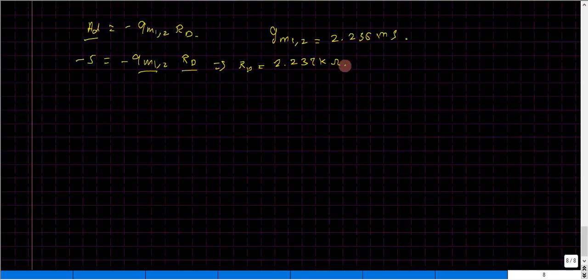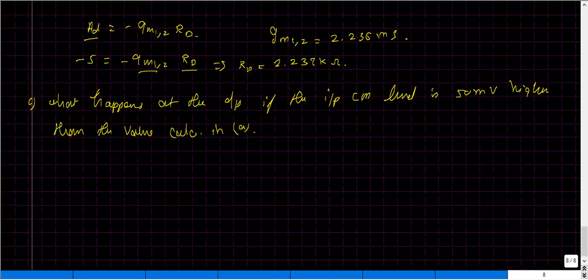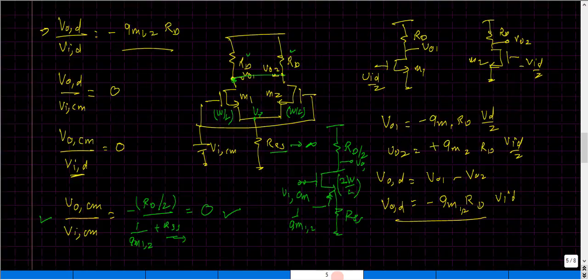2.237 kilo ohm. And the third part of the question is, since the tail current source has a finite amount of resistance, there will be a non-zero VOCM divided by VICM, which I told at the end, if you remember it. As I said, whenever the value of RSS is finite, if it is not equal to infinity, then it is a non-zero term, which means that I have some gain from the input common mode to the output common mode.